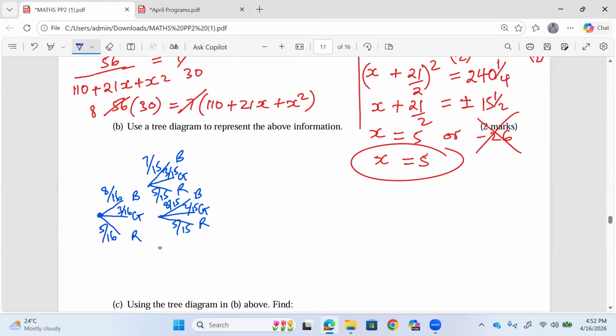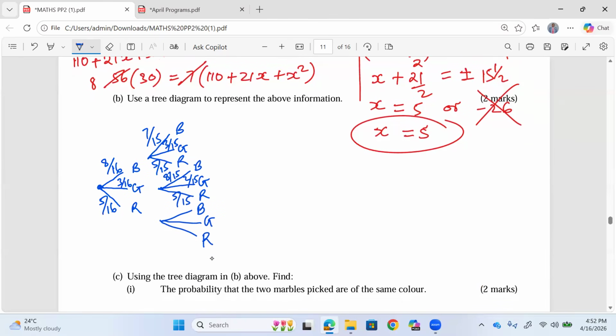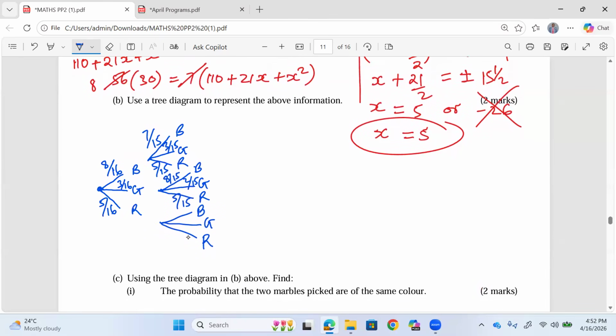Here, when we had picked a red, we can still pick red again, or green, or a blue. Picking red for a second time shall be 4 over the new total, which is 15. Picking green remains 3 over 15. Picking blue remains 8 over 15 that way. So those are the probabilities, and we're having our tree diagram.